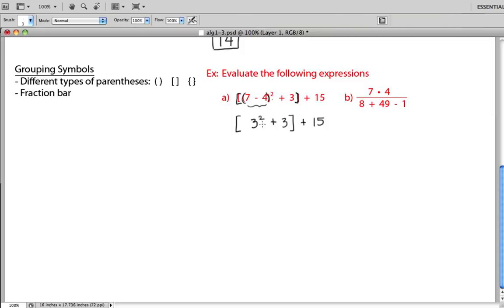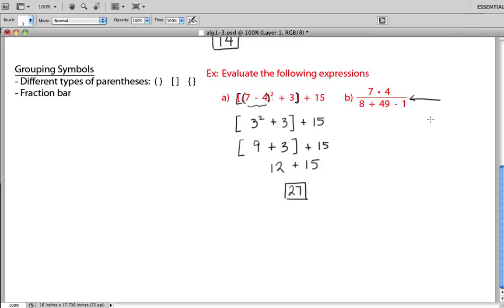Within that, I have an exponent and an addition symbol. Next on our list for PEMDAS is exponents. So 3 squared would be 9. Within these parentheses, all I have left is addition, which is 12. Once you've calculated everything inside the parentheses, you'll notice that they disappear. Finally, 12 plus 15 is 27.